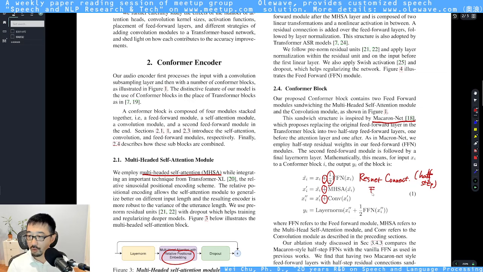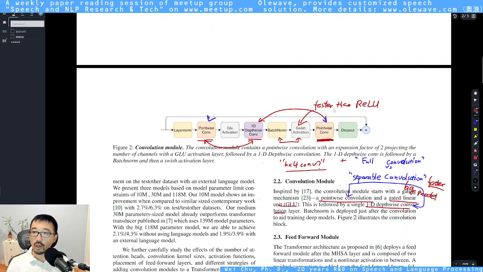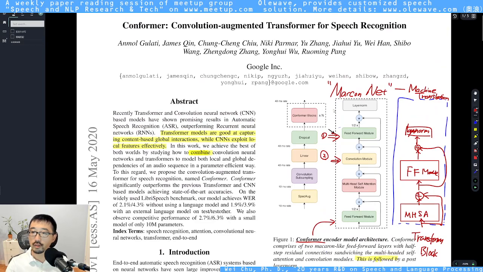This is a full step, right? Full step ResNet. This is also full step ResNet. And this is a half step ResNet. And then finally, they use a layer norm. Okay, let's look at this again. So see, feed forward, multi-head attention, convolution module, feed forward, and layer norm. This is why this is like a Macron, right?